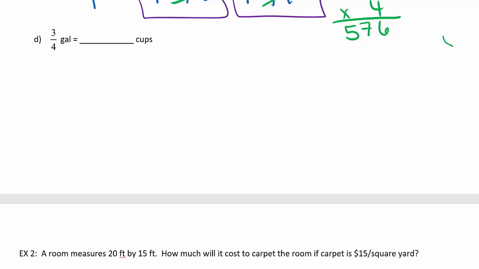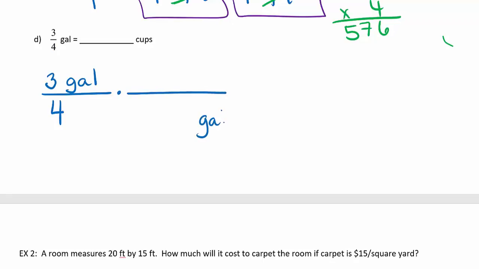Now sometimes you might have to do the conversion in multiple steps. So if I want to convert 3/4 of a gallon, well, first of all, instead of writing it as 3/4 over 1, feel free to just write it as 3 over 4. You can put that 4 in the denominator instead of the 1. Now, ideally, I would have a conversion factor with gallons to cups, and I would put gallons on the bottom, cups on the top.